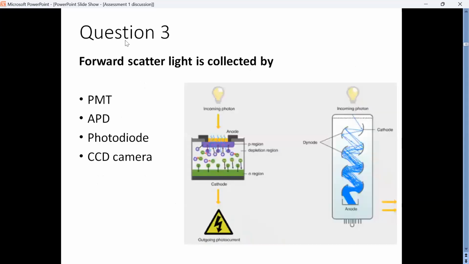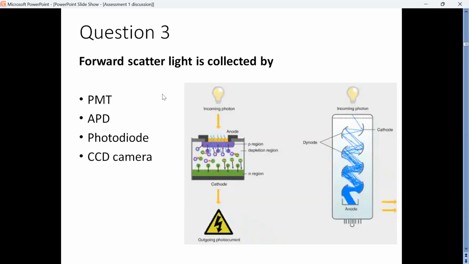Now, the third question was, the forward scatter light is collected by, so whether it be scattered light. As I said, when the laser hits the cell, after hitting, there will be scattered light as well as the fluorescent light which is getting emitted. Now, this light has to be collected, and we have detectors for collecting the scatter light and the fluorescent light.